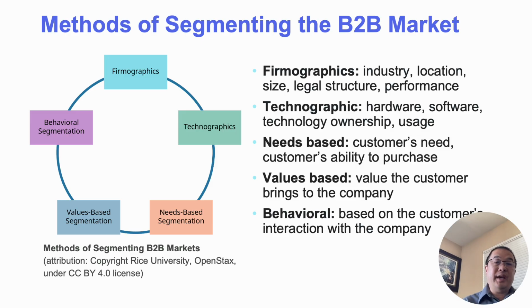Number 5, behavioral segmentation. This is about businesses which are grouped based on how they interact with the company. Examples include purchase frequency, order size, contract renewals, customer loyalty, and product usage. An example would be a company that may offer special discounts to customers who purchase every month.